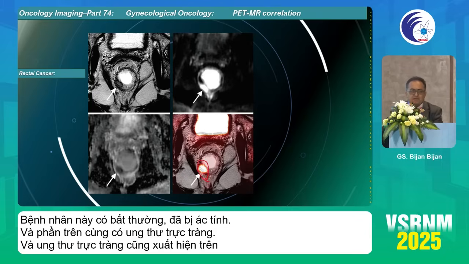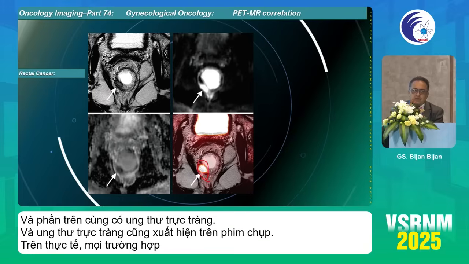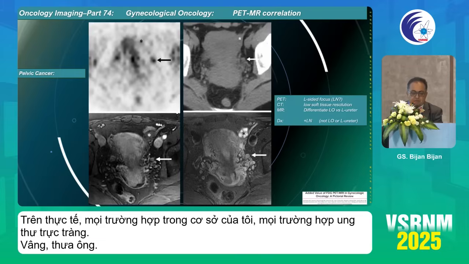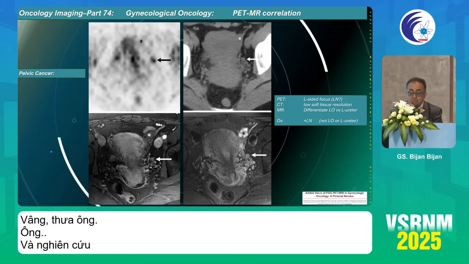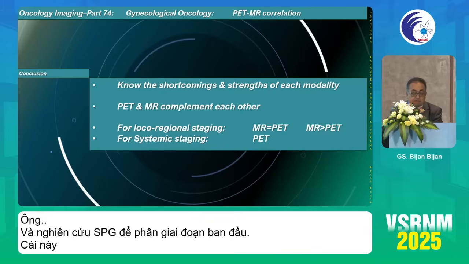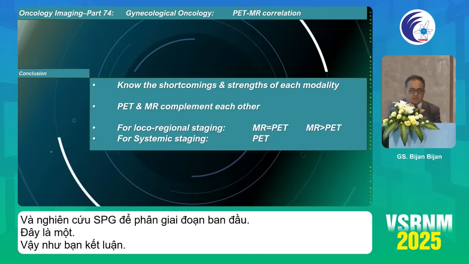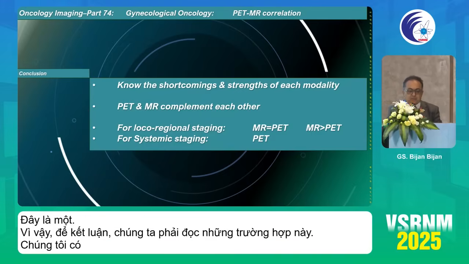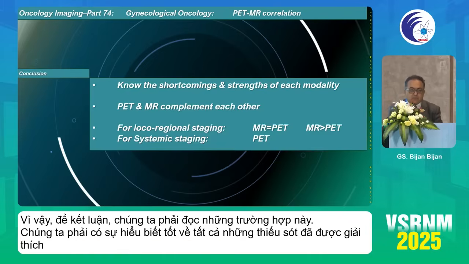As a matter of fact, every rectal cancer case in my institution gets the MR and FDG study for the initial staging. So as a conclusion, whenever we read these cases, we have to have a good understanding of all the shortcomings and strengths of each modality. PET and MR, which one is better? We don't know. Both of them are great.